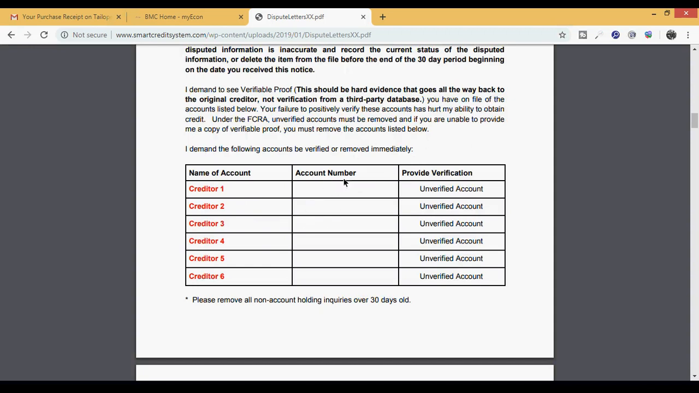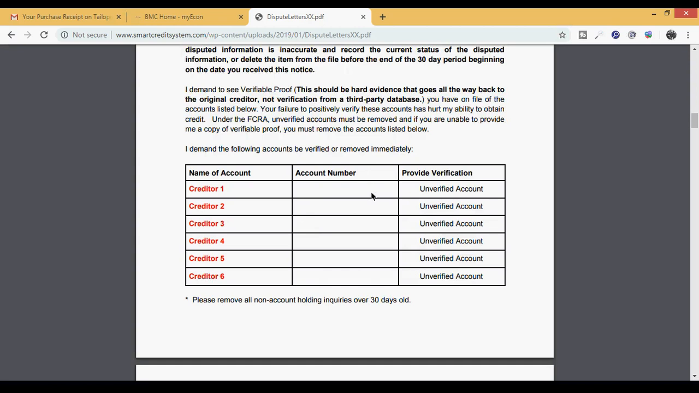Now, this spot right here is empty, and we want to just highlight something about this. Where it says account number, what you put in this section is the number the exact way it appears on your credit report. So let's just say, for example, if that number says XXX 92341, then you put XXX 92341.